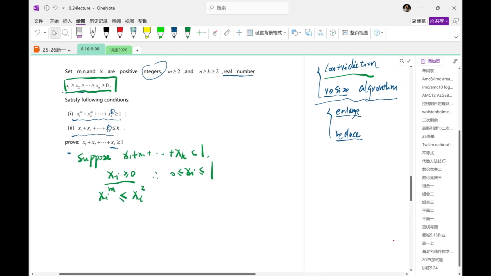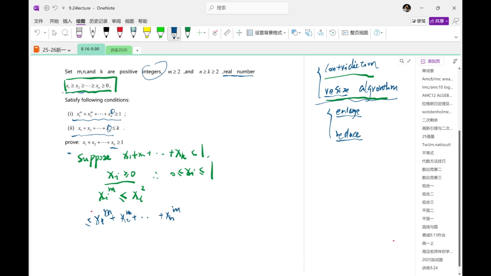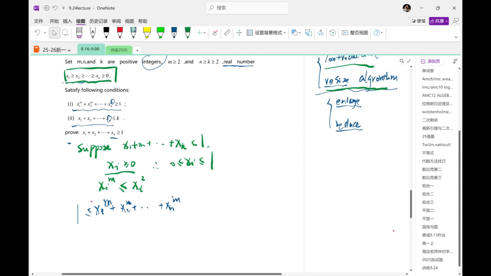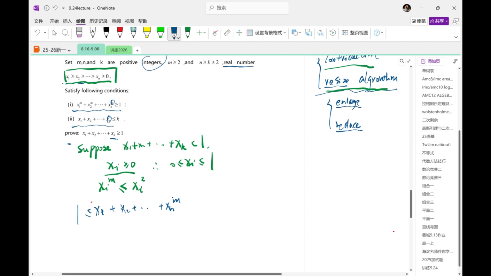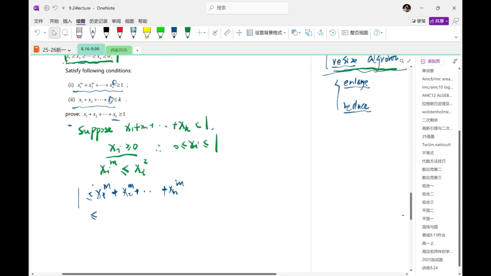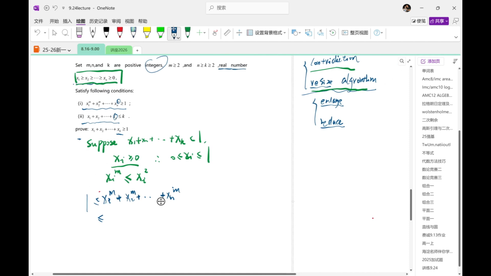And then let's do the resize algorithm, the second step, which is the most important step for this whole question. The sum of x_i to the power of m is greater than 1. We can resize it by enlarging every real number here, so it is less than x_1 square plus x_2 square plus ... plus x_n square.